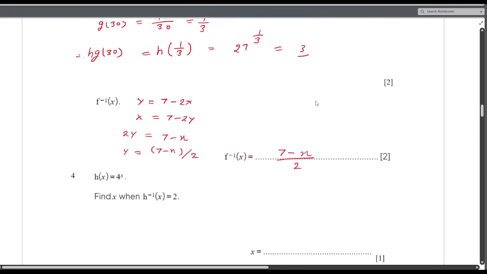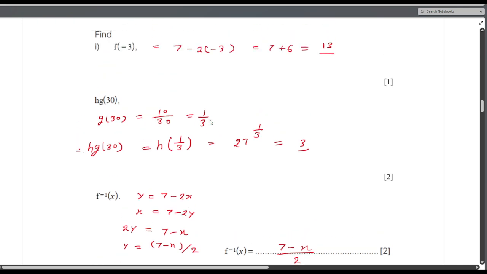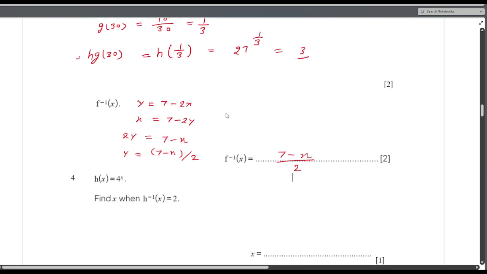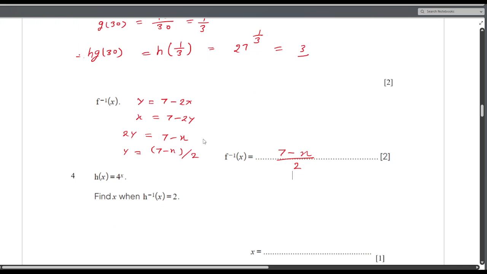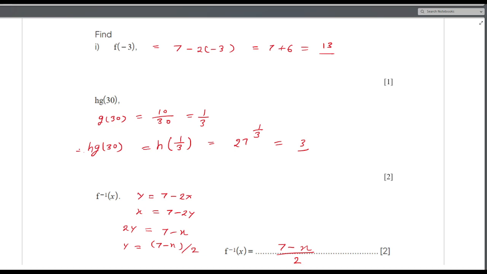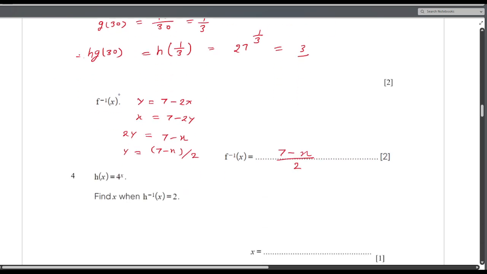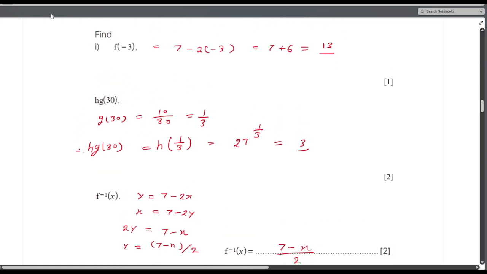You can write the answer directly, but it is better if you show this process. There are two ways: either I show it like this, or I show it in a graphical way. Graphical way means using a diagram. Here my function f(x) is 7 minus 2x.